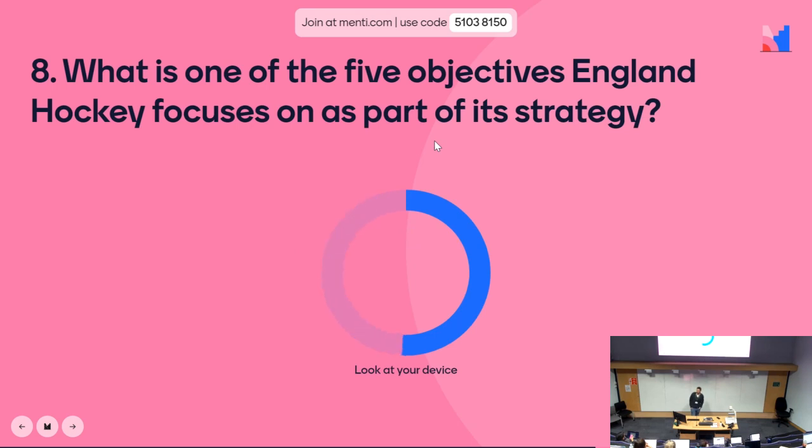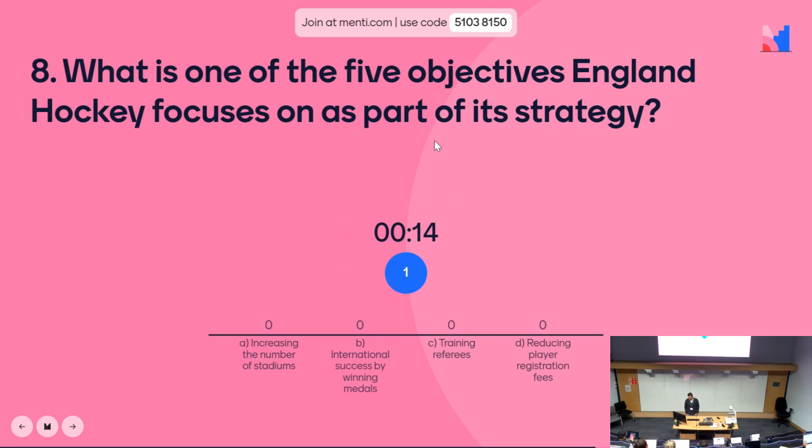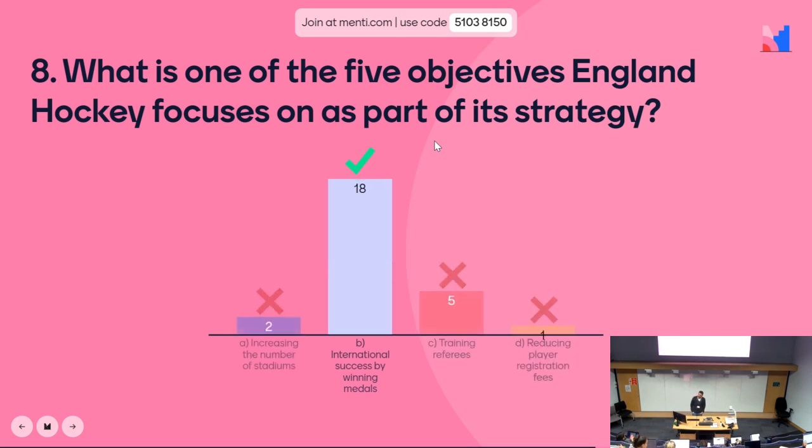Question 8. What is one of the 5 objectives England hockey focuses on as a sport, as part of the strategy? Okay. So winning success at an international stage. Why do you think that's part of its strategy? Why do you think that that's going to help them? What were the key reasons for focusing on that? Revenue? Yep. Why?